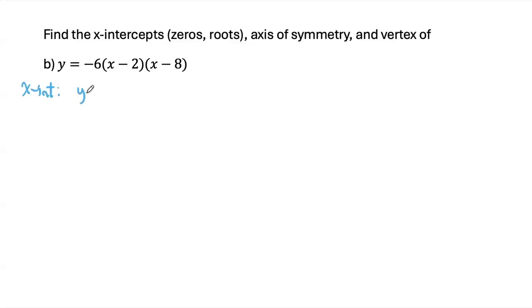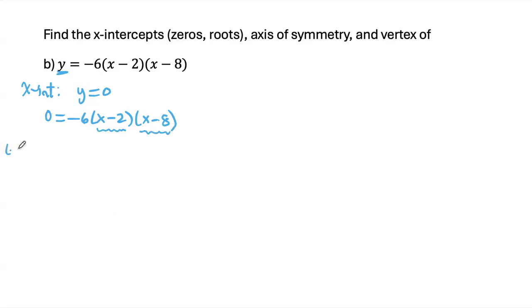X-intercepts are where y is 0. So I put the 0 right there. 0 is equal to -6 times (x minus 2) times (x minus 8). This time we have a product of 3 different terms that multiplies to 0. -6 is not a 0, so that means one of these two has to have an answer of 0. Right? That's the only way.